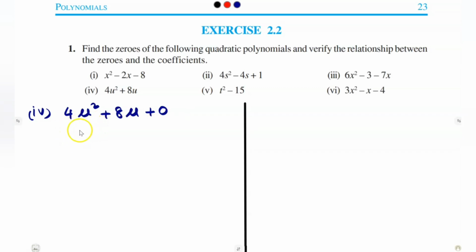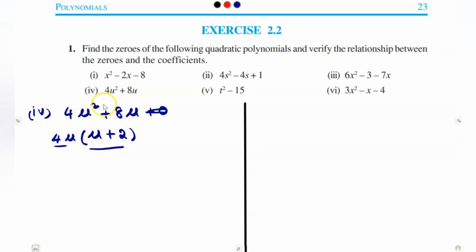So let us take common 4u in both. If you take 4u common, you will get u inside, because 4u into u gives you 4u square, plus 4u into 2 gives you 8u. Okay, next. So these are only the factors. This is only factorization. You need not factorize anything more. So 4u and u plus 2 are the two factors.